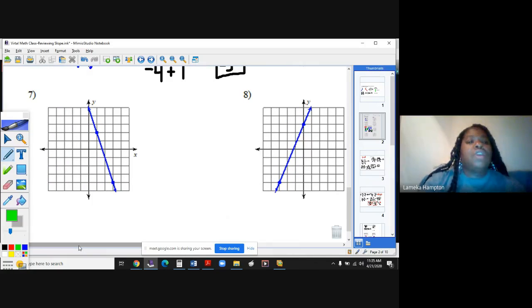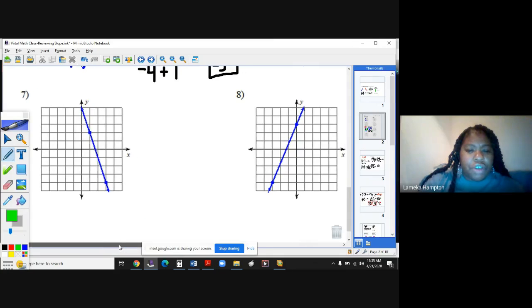All right, so number 7, I know I have a negative slope. How do I know that I have a negative slope? Because my line is going down. So this is a negative slope. I just do not know what the number is.